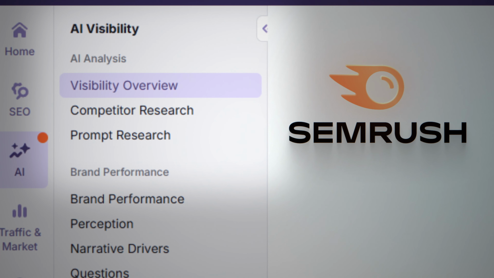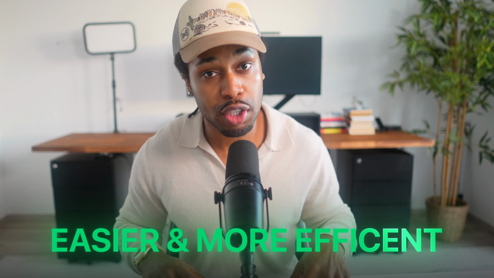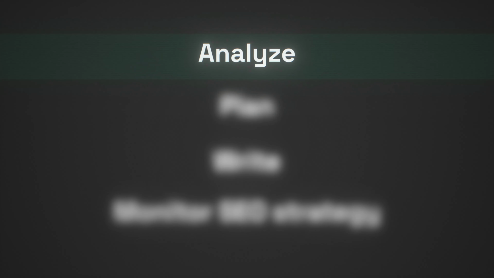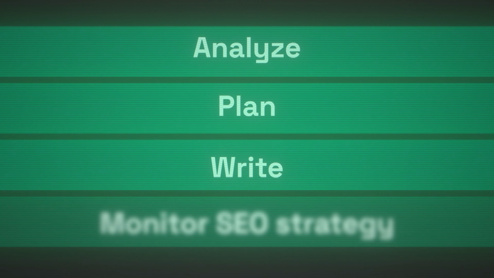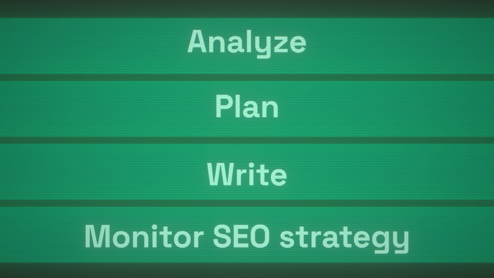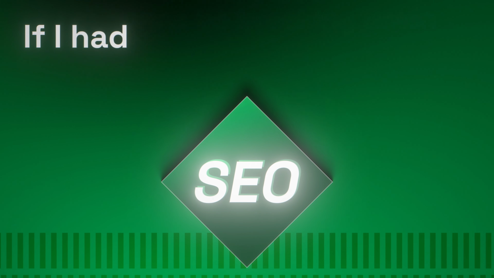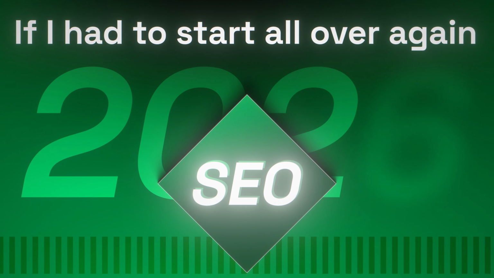With the release of SEMrush's new AI visibility toolkit, it's now easier and more efficient to rank content and get views. This isn't just about keyword data anymore. It's about AI systems that analyze, plan, write, and monitor your SEO strategy for you. So in this video, I'm going to be breaking down how I would master SEO if I had to start all over again in 2026. By the end, you'll see how to turn SEMrush's AI into a powerful traffic generating machine.